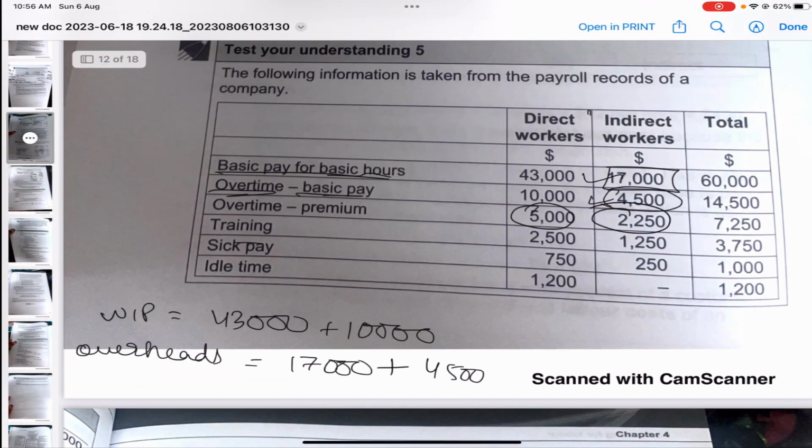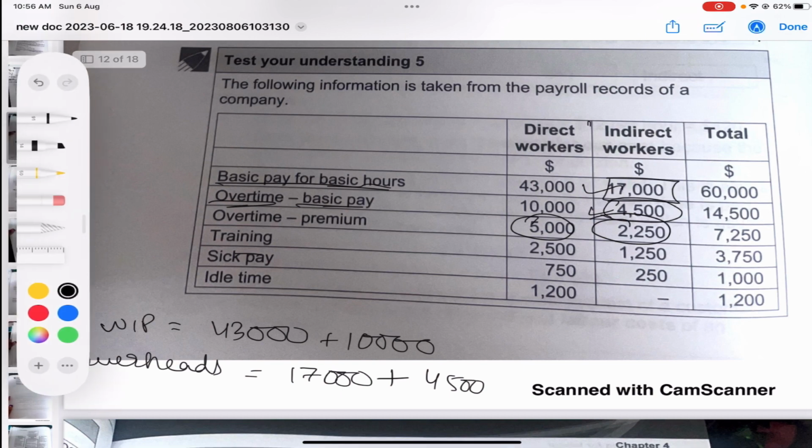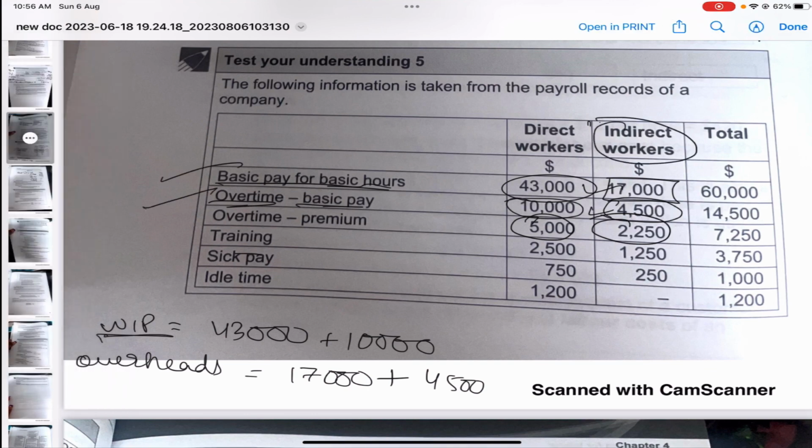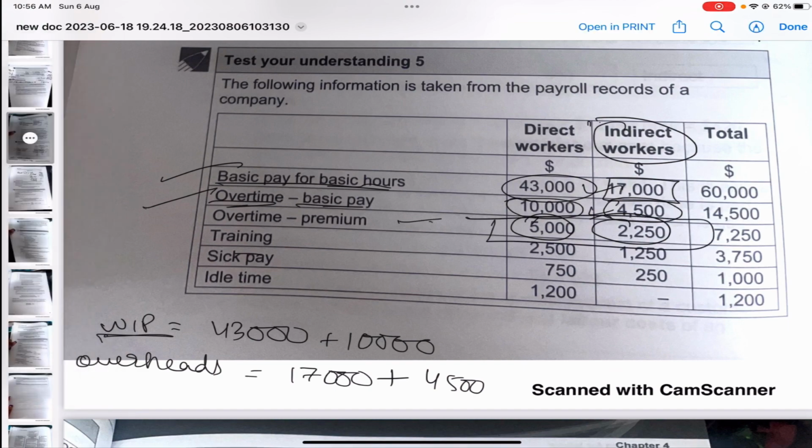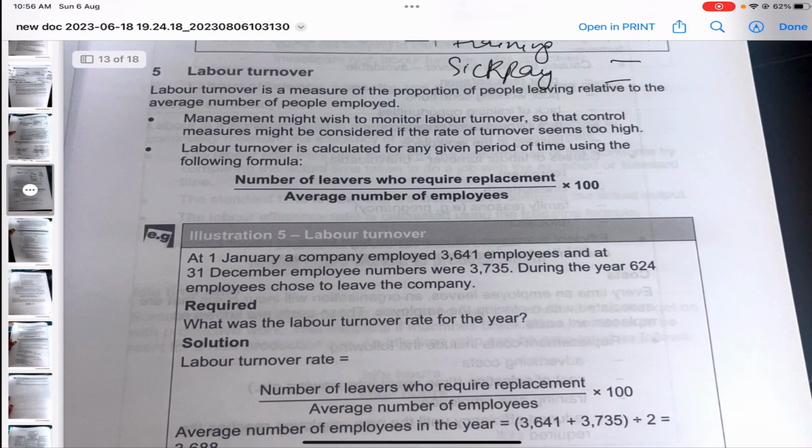Okay, so let's just quickly revise. In your WIP, only the basic pay for direct workers and the overtime pay for direct workers would come. Indirect workers, basic pay and overtime would always come under your overheads, and again premium would always come as another separate column. See, it's that simple.